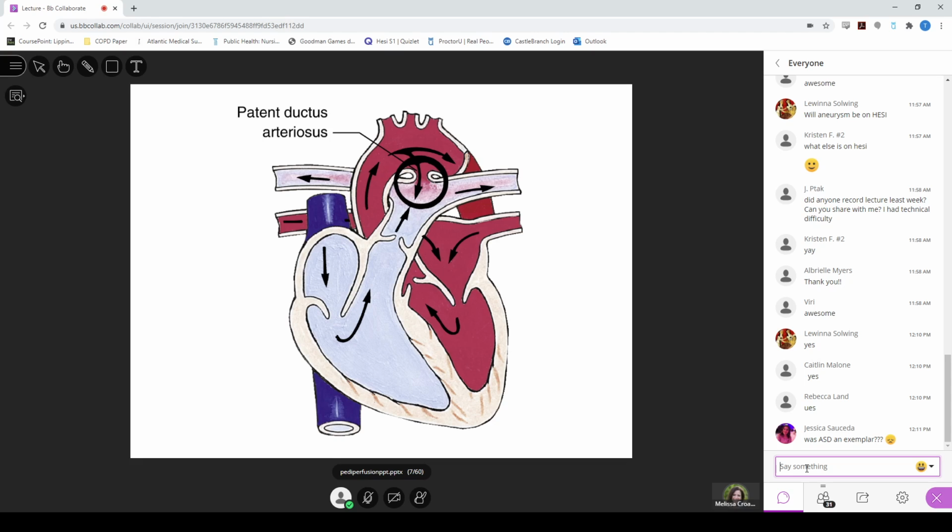If it doesn't close on its own, this oxygenated blood from the aorta returns to the pulmonary artery. This increased blood flow to the lungs causes pulmonary hypertension. If they're large enough, they can require surgical closure. If they're small, they can be treated with indomethacin or Indocin. I typed it on the next page for you.